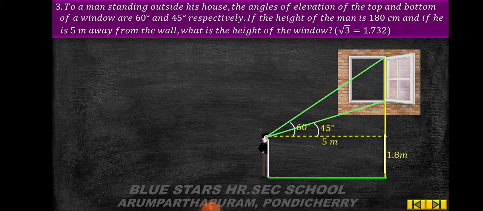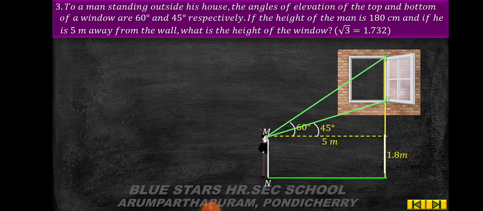If he is 5 meter away from the wall, you have to find the height of the window. If the height of the man is 180 centimeter, you should convert that into meter, because the other measurement is given in meter. So the height of the man is 1.8 meter.